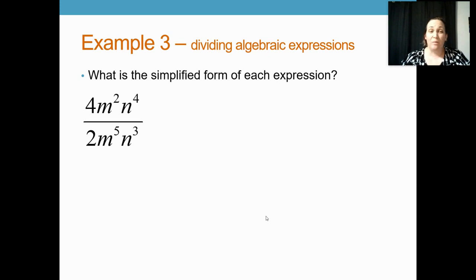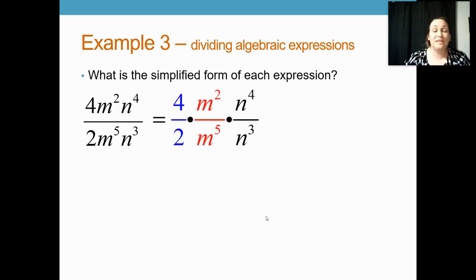For this problem, I'm going to treat this actually as 3 separate math problems. For my first math problem, I will be dealing with just the coefficients, what I typed in blue. So I'm just going to worry about the 4 divided by 2. For my second problem, I'm going to deal with my letter M's. And for my third and final problem, I will deal with my letter N's. So you can treat this as 3 separate problems.